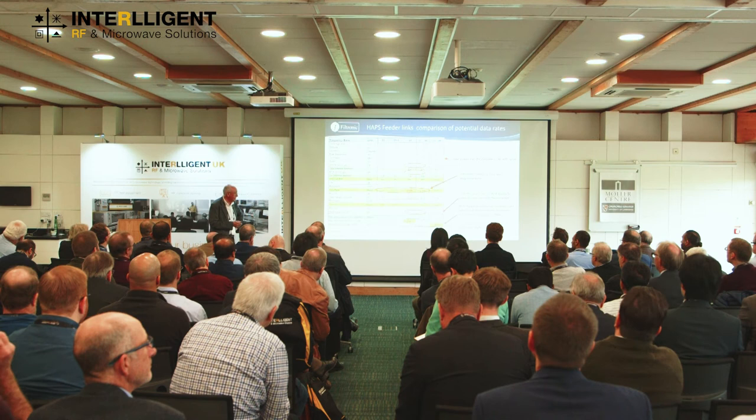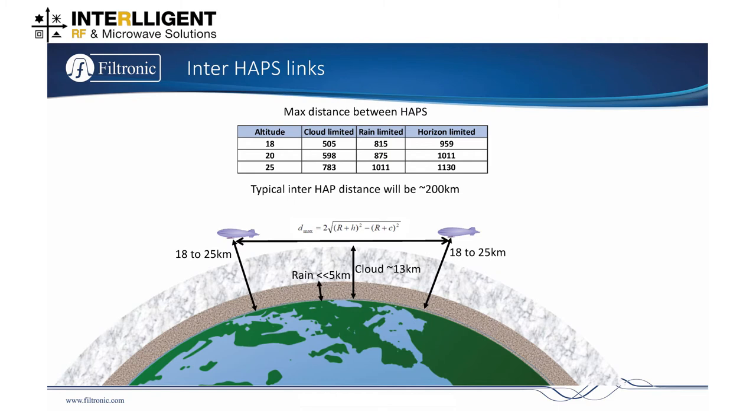Right, the other thing is, we'll see a bit later on, links between platforms is very important. And the propagation situation is much more healthy here. You're above all of the rain and the cloud. And so you could support links of hundreds of kilometers.